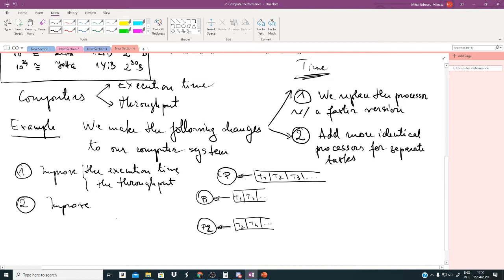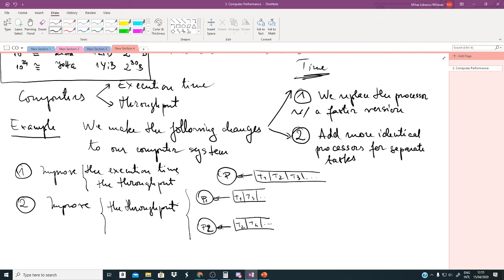So obviously you improve the throughput. In this scenario here, you are doubling the throughput. That's obvious. But what about the execution time? Do we also improve the execution time? Well, that is not so obvious on one hand, but on the other hand, it is. It is obvious that you also improve the execution time.